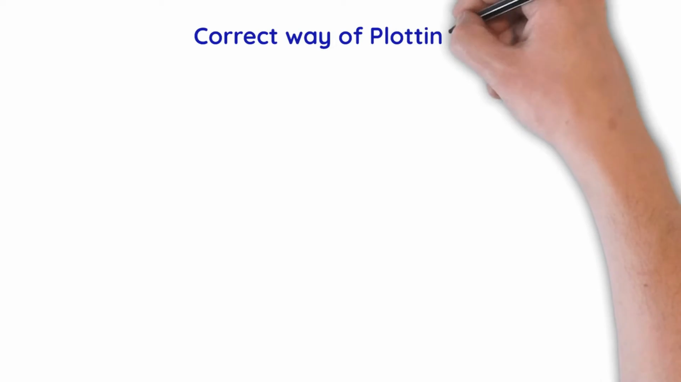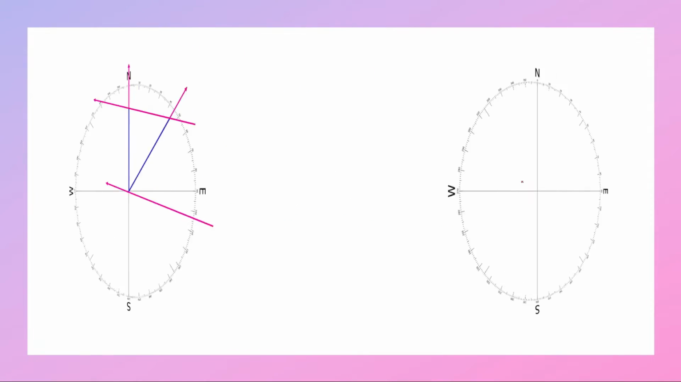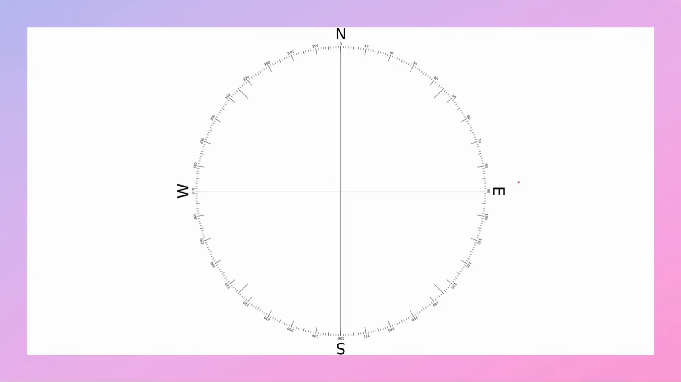The correct way of plotting. In the same example, the ship is going north represented by the red arrow. Plot the own ship's course and speed along the red arrow and label it E to R, represented by the blue line.